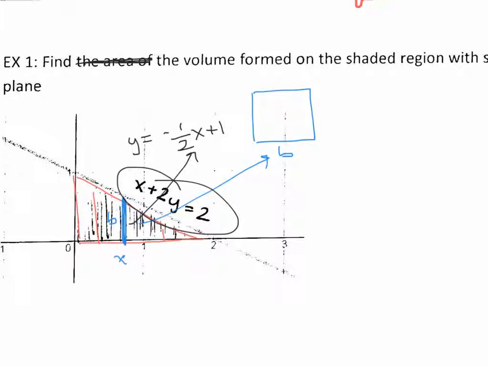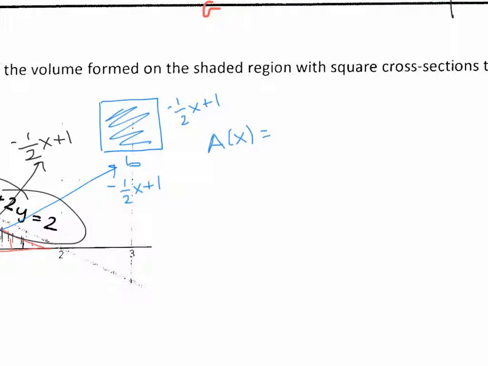So then I know that my base has a height of negative 1/2 x plus 1. And I know that since it's a square, its length or its width or whatever you were taught to call it is the same. Okay. So then I know that the area of my cross section is equal to the area of whatever this square is. And the area of a square is base times height. So that's going to give me negative 1/2 x plus 1 squared. Okay. So that's what I'm going to integrate.